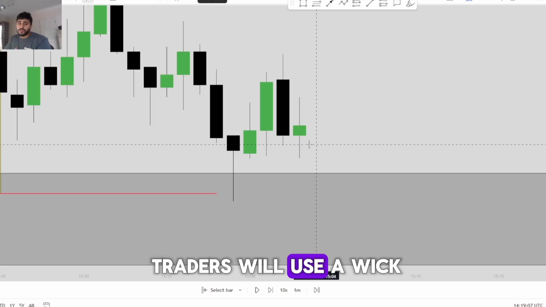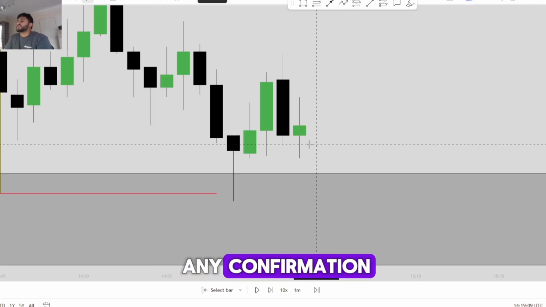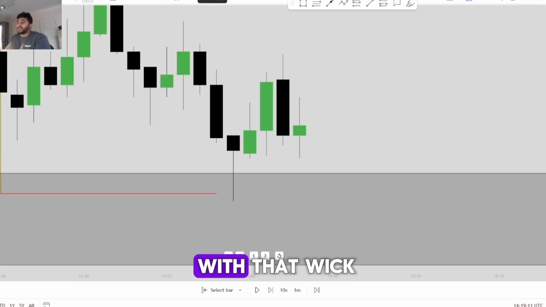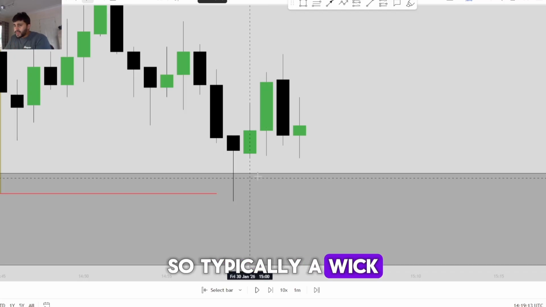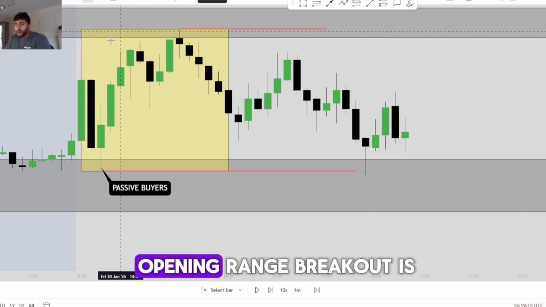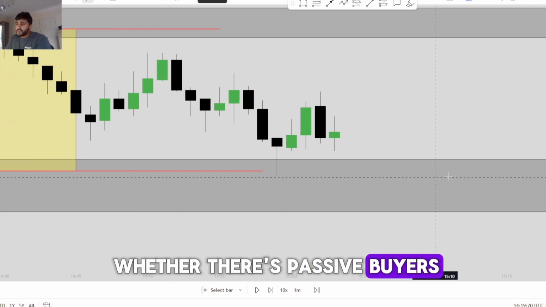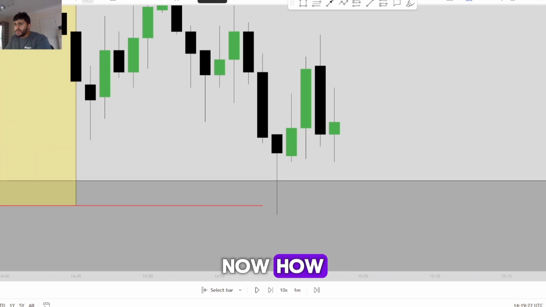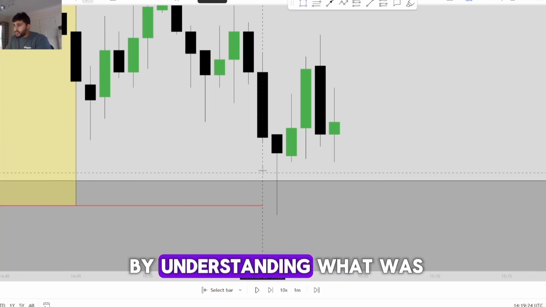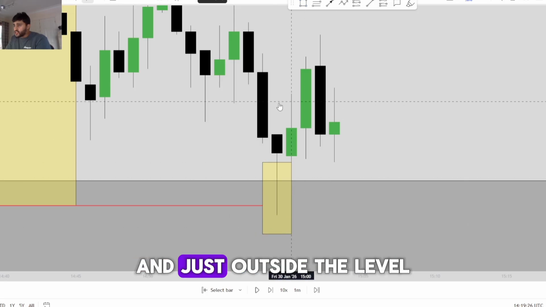A lot of traders will use a wick, but they won't have any confirmation as to whether to go long or short with that wick. So typically a wick is not enough. Using a 15-minute opening range breakout is not enough, right? You need to see whether there are passive buyers in this region. Now, how we do that is by understanding what was going on in this level and just outside the level.